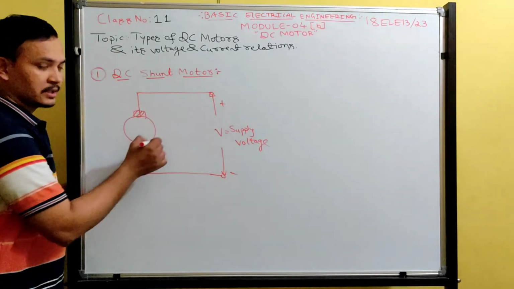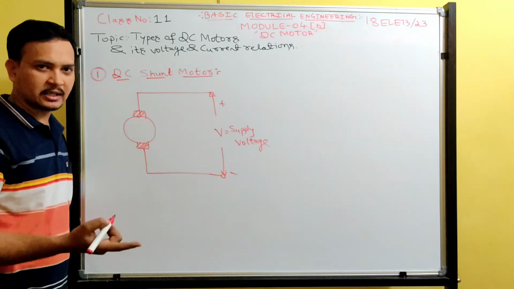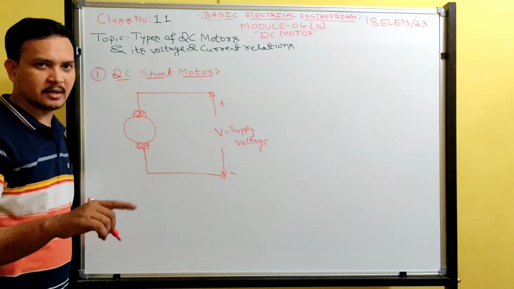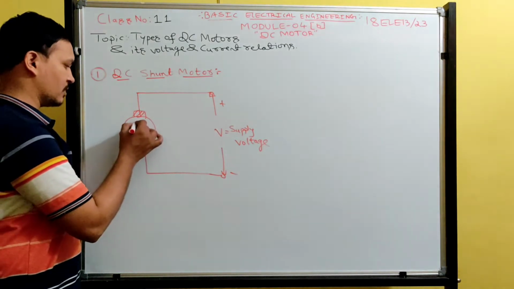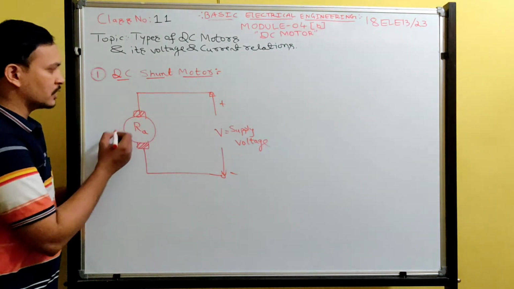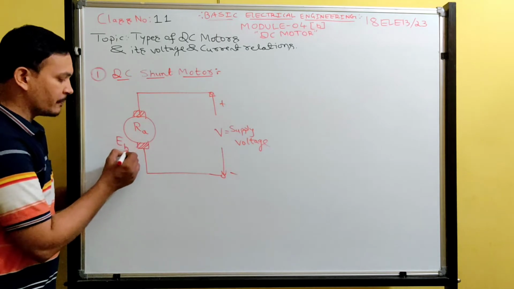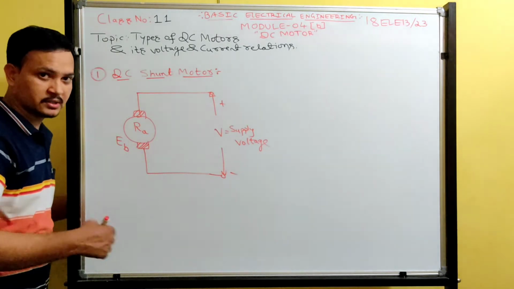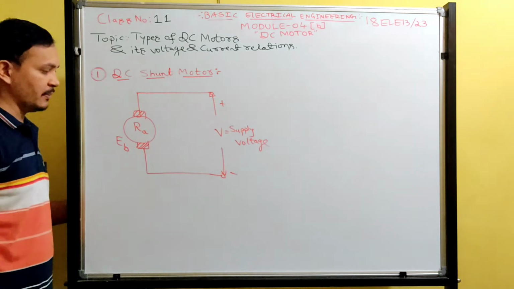Inside the armature, conductors will be there. Those armature conductors will have some resistance, written as RA. We know that the motor is going to develop back EMF. The motor will generate back EMF, EB.